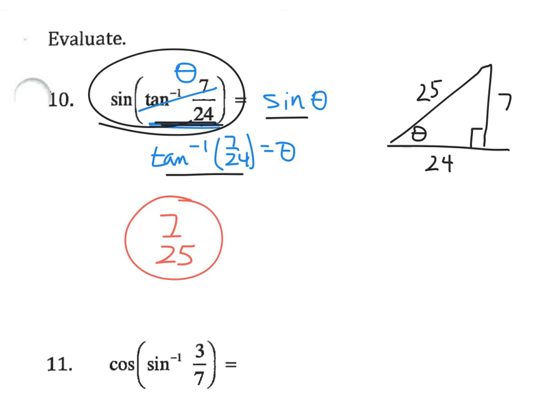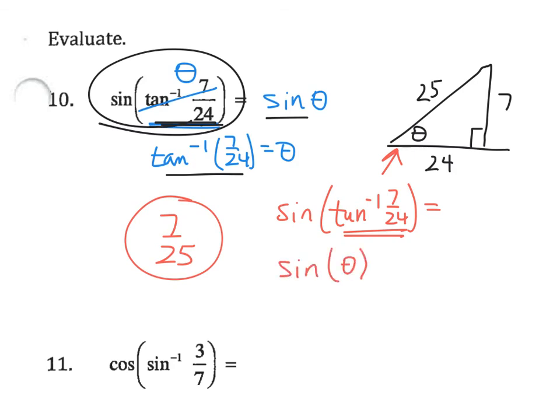So sine of tan inverse of 7 over 24. We're using the tan part to create our triangle. In shorthand, it's saying find sine of theta. You find sine of theta by doing opposite over hypotenuse. So this is 7 over 25, like you said, yes.